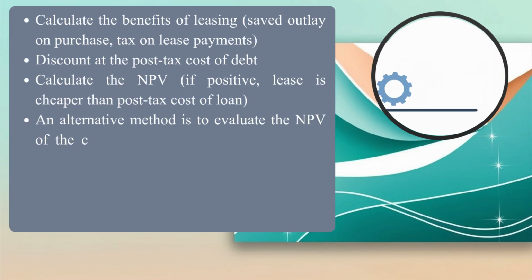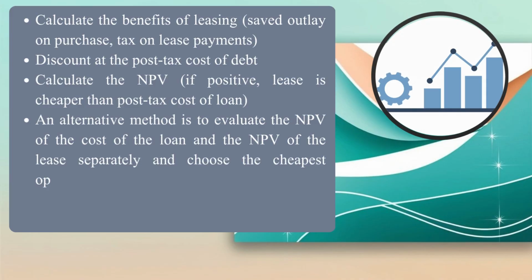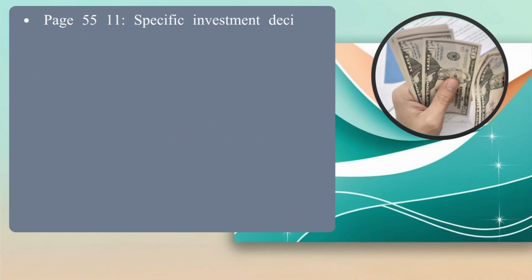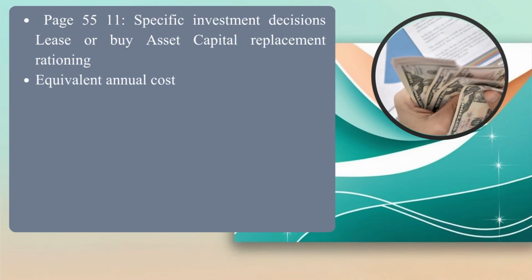An alternative method is to evaluate the NPV of the cost of the loan and the NPV of the lease separately and choose the cheapest option. Page 5511. Specific investment decisions. Lease or buy, asset capital replacement, rationing.